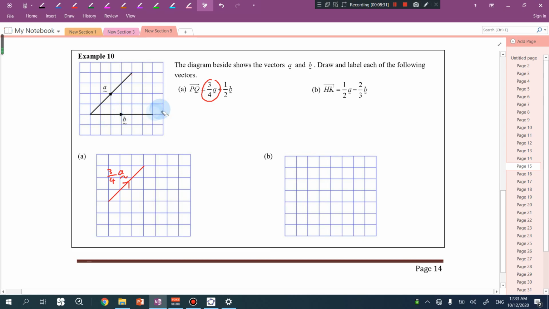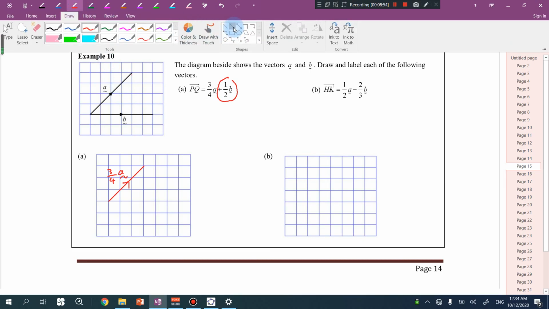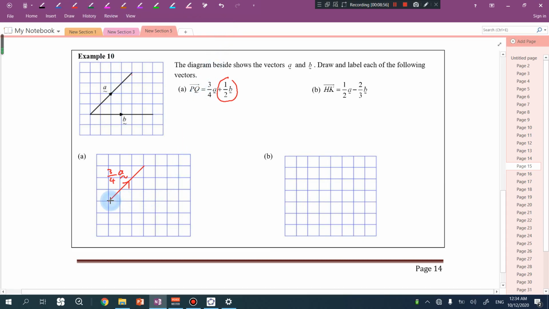B is over here. Now, how many steps? 1, 2, 3, 4. How many units? 1, 2, 3, 4, 5, 6. 6 units to the right hand side. If I want half only, you see positive, it means same direction, still going to your right hand side. I want half, so it will be 3 units, right? So it will be 3 units now. I'm going to draw a line from here to here, 3 units.